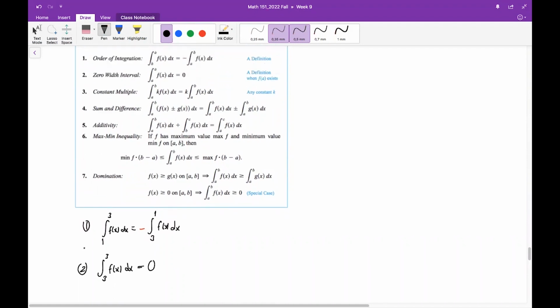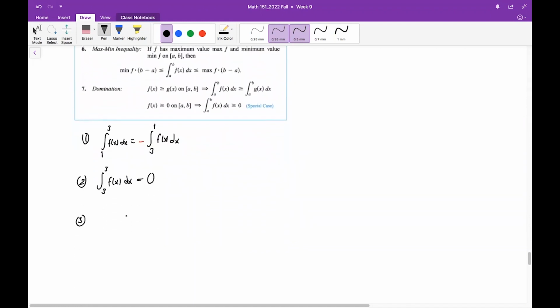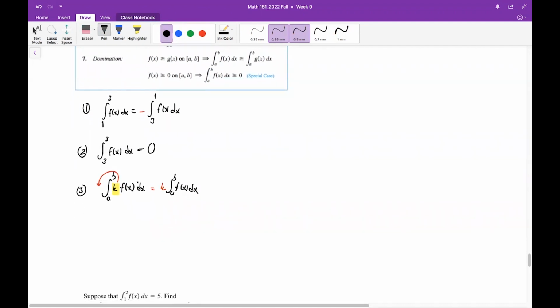And third property, saying that if you have constants in front of your functions inside the integration sign, then this constant, as long as it is a constant with respect to x, you can take it out like this, k times the definite integral of your function again. Okay, so this is a very natural thing to do. If k does not depend on x, you can just take it out.